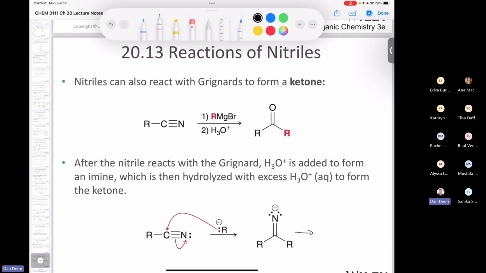H3O plus, in the next step, what do you recognize? You guys recognize this functional group? Of course you do. That's an imine or a Schiff base. And you know that when you treat that with H3O plus in excess, you end up with a ketone, okay? And again, I'm not going to test you on this mechanism in this chapter, but that's the general idea here. So your intermediate along the way is going to be an imine, and then that gets hydrolyzed all the way to a ketone.